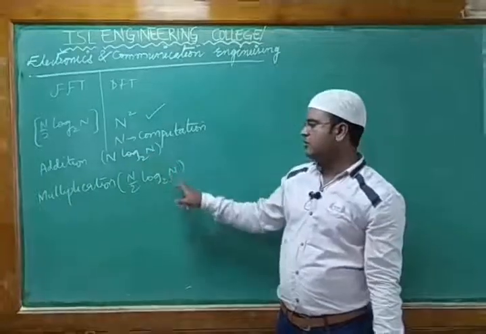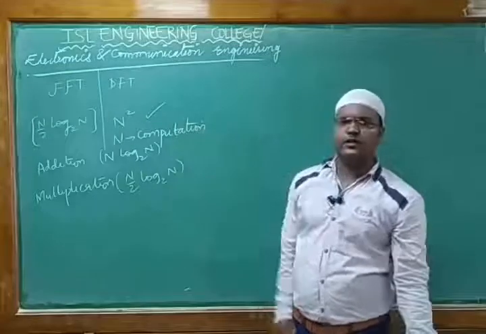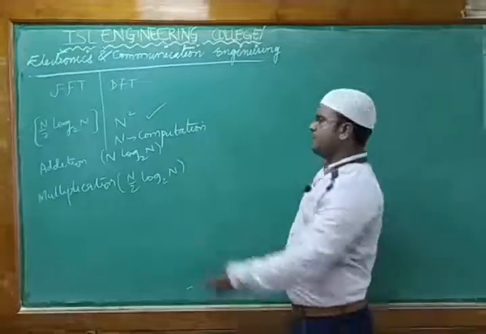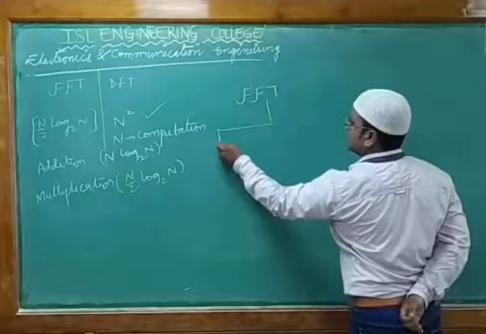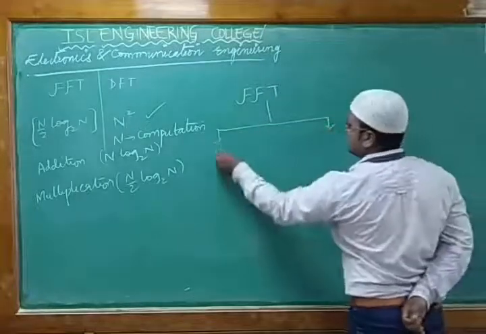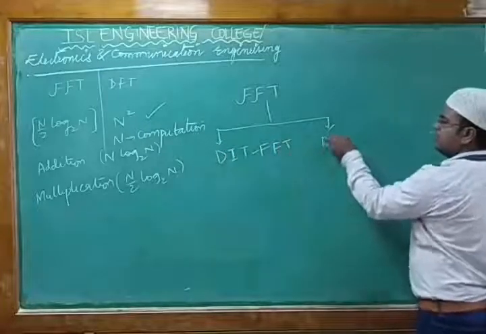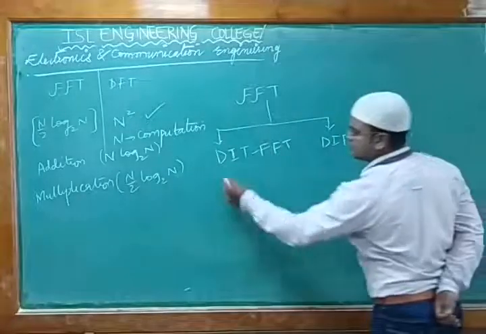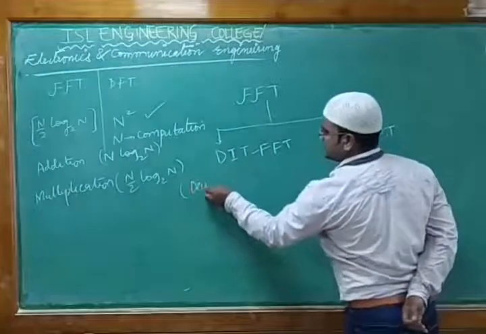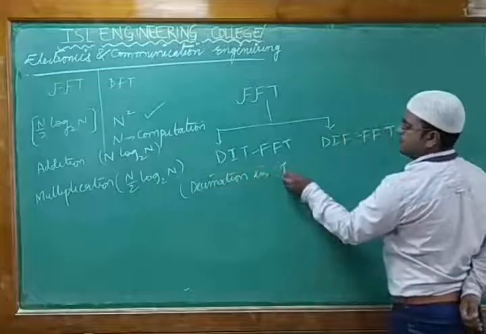That is, addition and multiplication can be easily done by using this FFT kind of concepts. FFT is divided into how many types? It is divided into two types. One is decimation in time, DIT FFT. Second, DIF FFT. So what does DIT stand for? It stands for decimation in time.